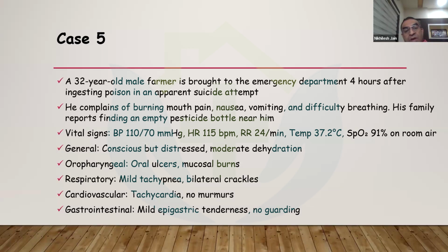Vital signs include BP of 110 by 70 mm of mercury, tachycardia, heart rate of 115 beats per minute, respiratory rate of 24 per minute, temperature of 37.2 degrees centigrade, SpO2 of 91% on room air. On general examination, this patient is conscious but distressed. There is moderate dehydration. Oropharyngeal wise, there are oral ulcers and mucosal burns. Our respiratory examination shows mild tachypnea with bilateral lung signs in the form of crackles. Cardiovascular wise, he has tachycardia, no murmurs. GI wise, he's got mild epigastric tenderness.